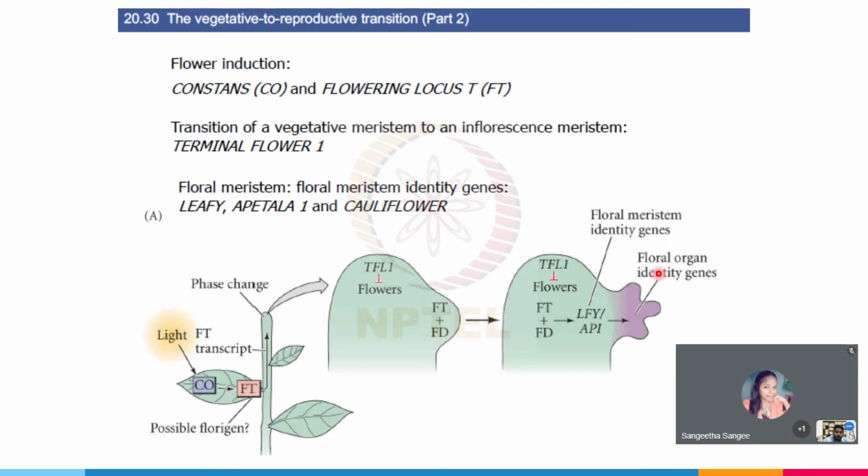actual flower. So the pathway is the external stimulus, CONSTANS, FT gene activation, FT transcript, FT activating FD, FD and FT together help in the activation of LEAFY and APETALA, and these finally give rise to the floral organ identity genes.